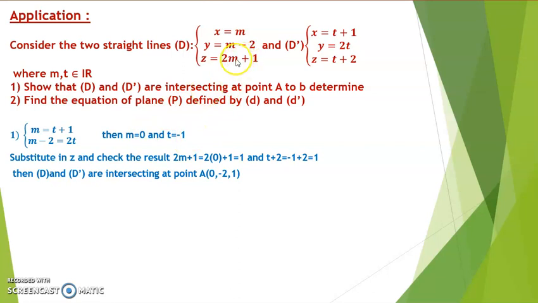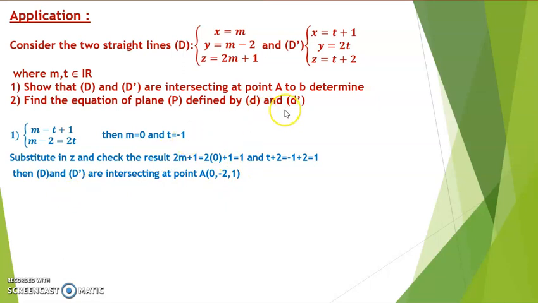Replace m by 0 here, we get z equal 1, and replace t by minus 1 here, we get 1. So same result. Then D and D prime are intersecting at a point A, and by replacing m by 0 or t by minus 1, we get the point A. So m by 0, we get x equals 0, y equal minus 2, z equal 1. Therefore the point A is 0, minus 2, and 1.